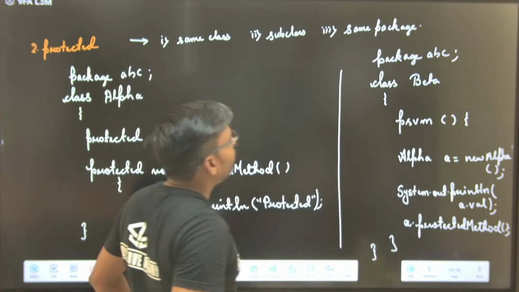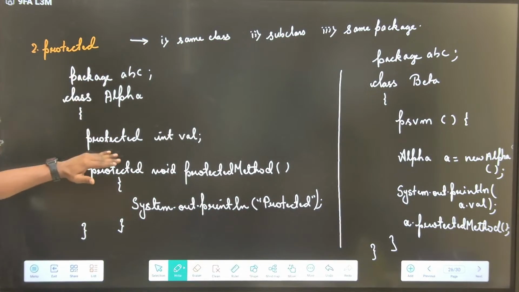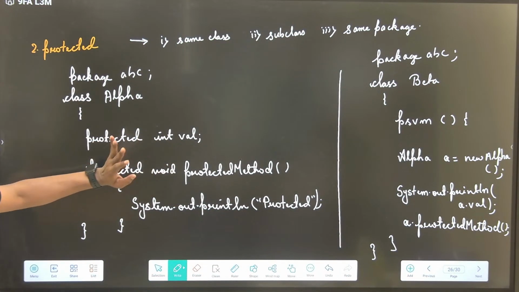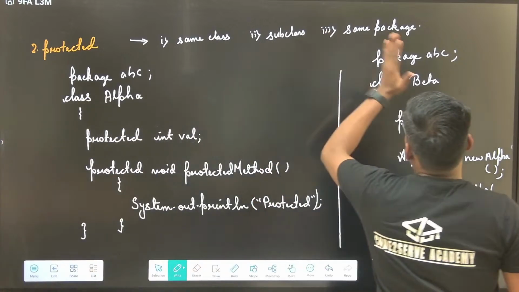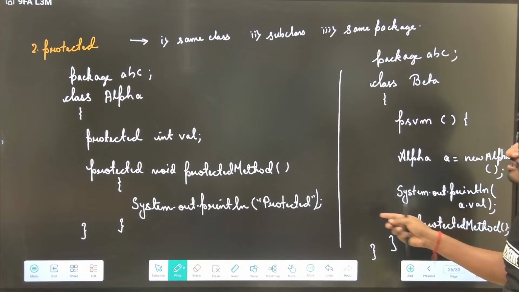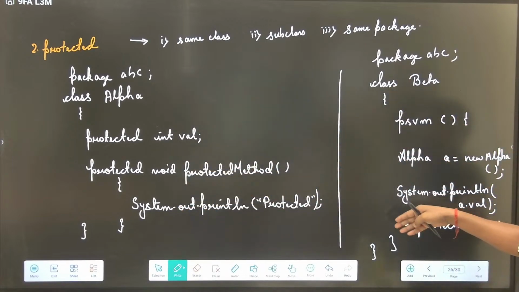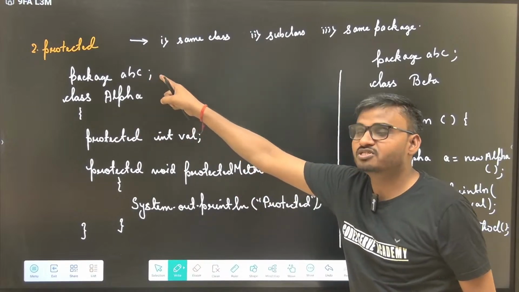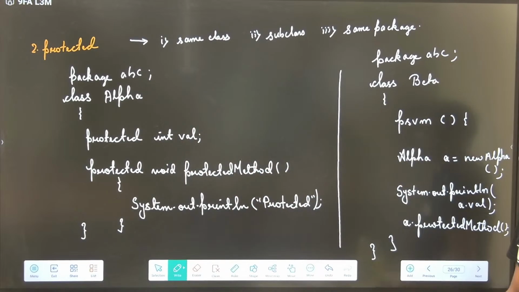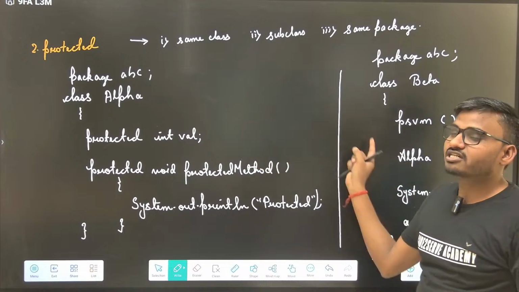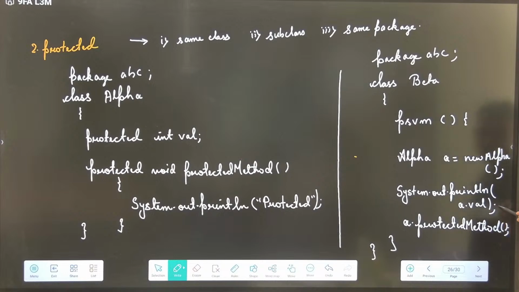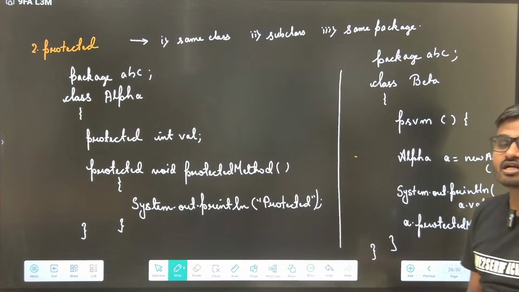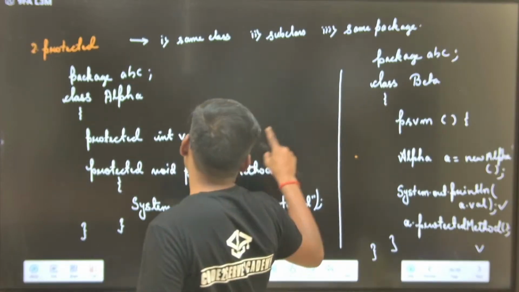ABC. Got it? So you see over here, we have declared the protected data type and then protected as one method. But outside of the class, we are able to access it. This is a separate class, this is a separate class, but it is present in the package ABC and this is also present in the package ABC. Now, since they are present in the same package, then only we are able to access a.val. Okay, and then only we are able to access a dot protected method. So these two are now accessible.